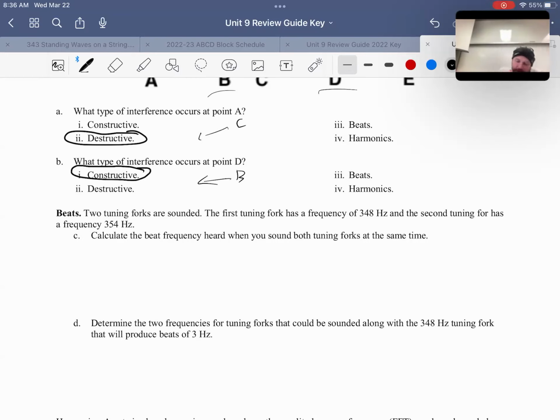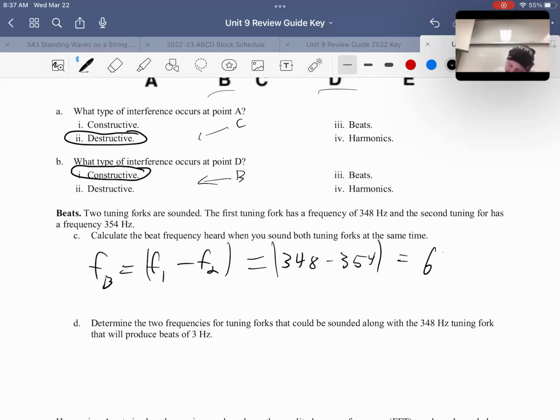So if I want to calculate the beat frequency, it is just frequency 1 minus frequency 2. Technically, it's the absolute value. We want to ignore the negative here. And so if there's 348 and 354, 348 minus, we'll do the absolute value, 354, I get a beat frequency of 6 hertz.